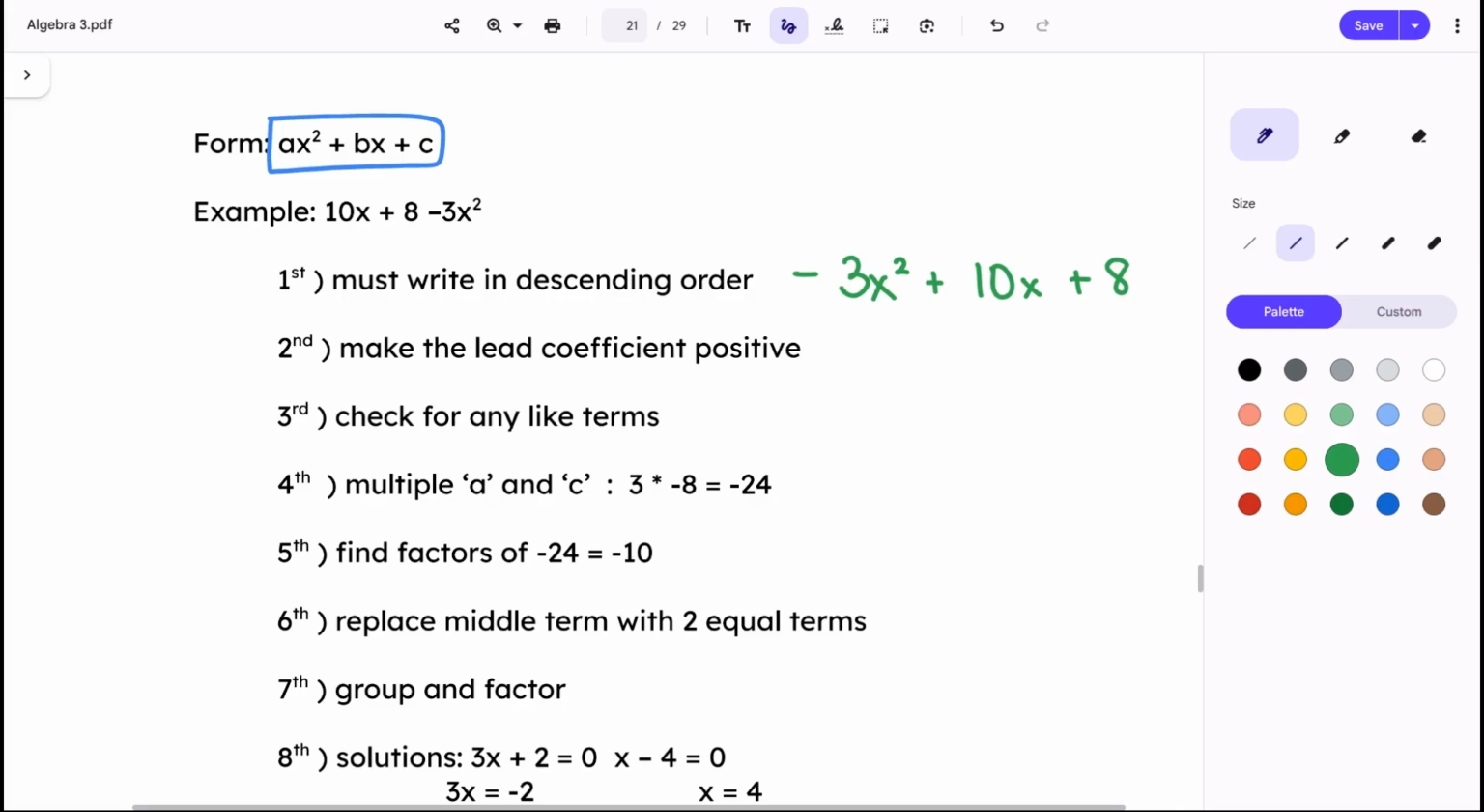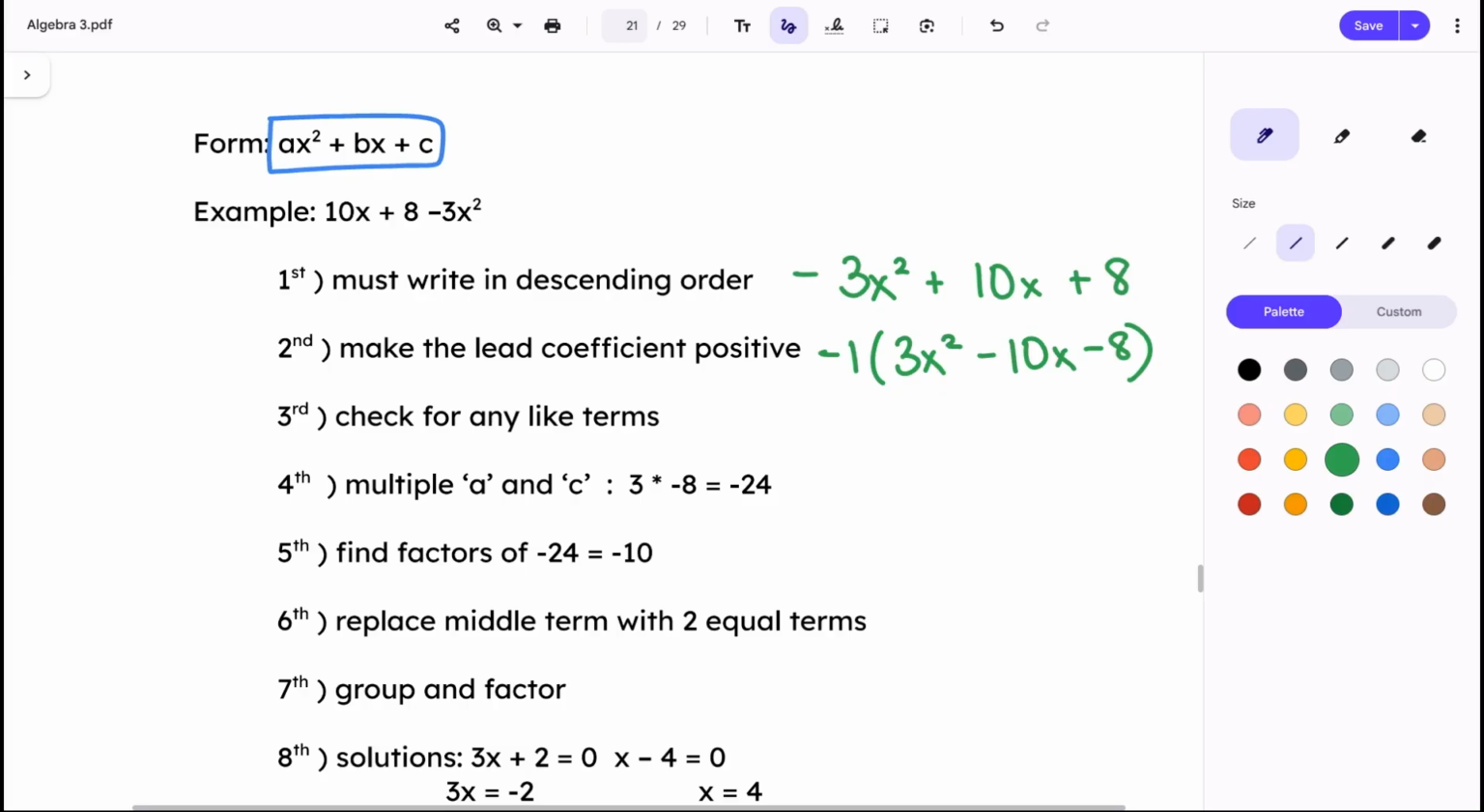Now, the next thing that I would check, and this won't apply to all of them, but you're going to want to make sure that that first term is positive. So instead of a -3, I want it to be a +3. So what I'm going to do to fix that is I'm just going to take out a -1 out of all my terms for a minute, and I'll deal with that -1 later. But all that's going to do is just switch all the signs. So now my 3x squared is positive, but then the 10x and the 8 also switch signs.